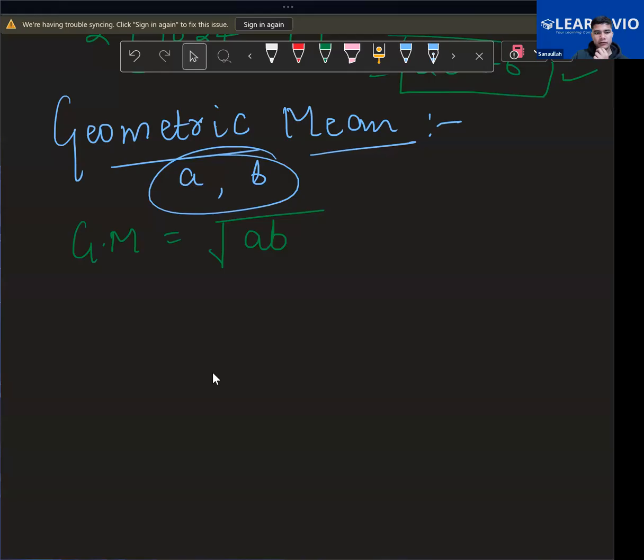Now let's move to the 12th question. It says: insert three numbers between 1 and 256 so that the resulting sequence is a geometric progression. Okay.